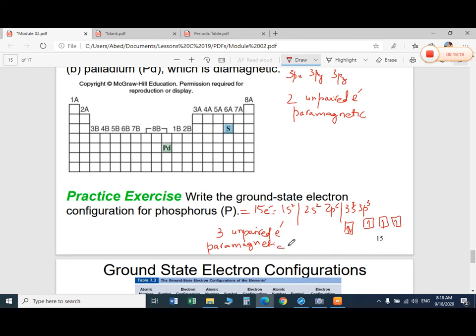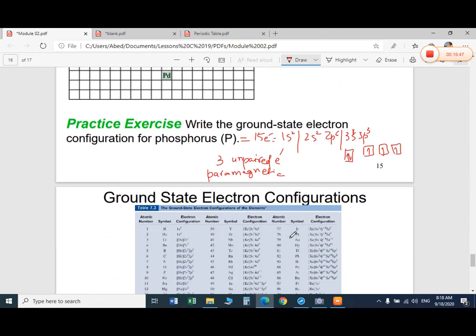So I hope you understand this, how to check how many unpaired electrons are in the last shell, the valence shell that is called, and on the basis of how many unpaired electrons are there, you can decide this is paramagnetic or diamagnetic. If there is one electron unpaired, then it is paramagnetic, any one or 2 or 3, and if there are no unpaired electrons, all are paired, then it will be diamagnetic.